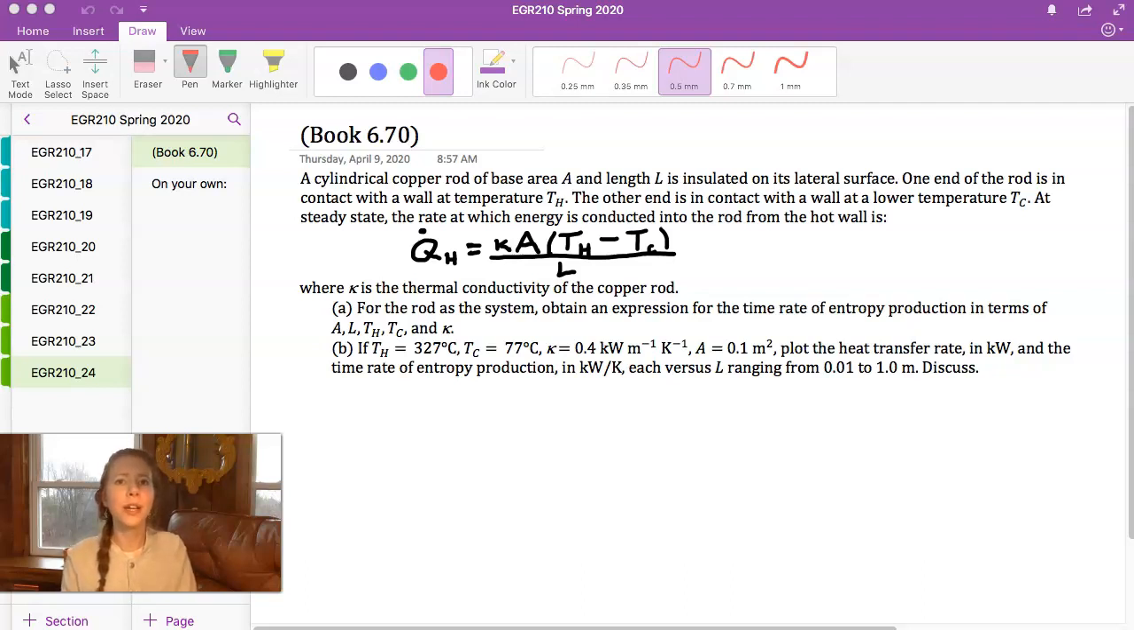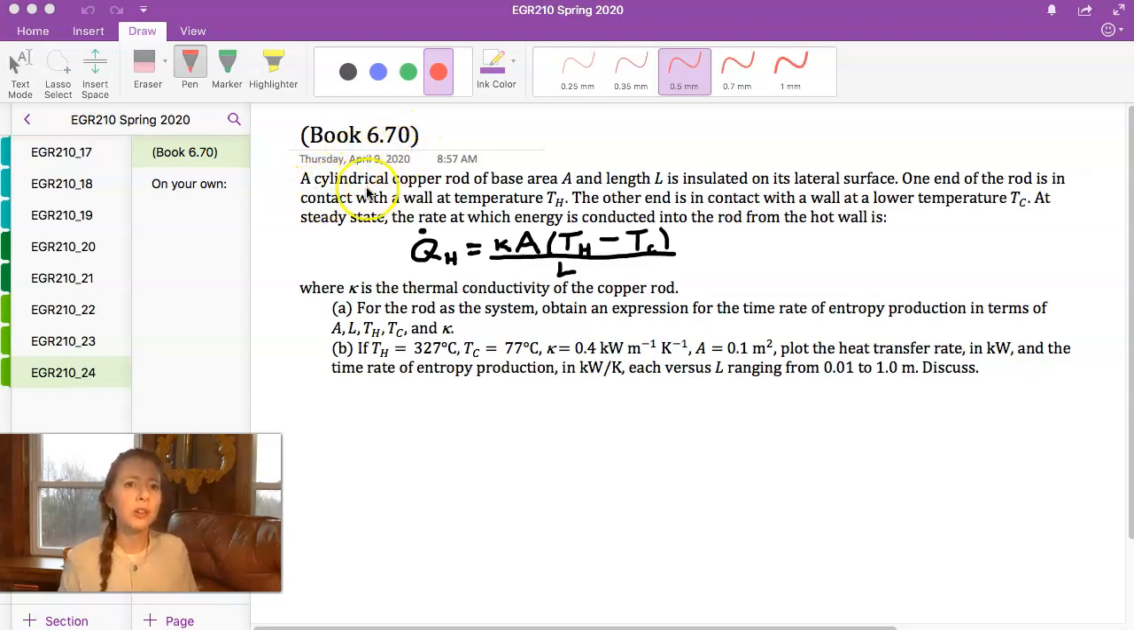In this lecture, we're going to keep pushing onward and practicing with entropy balances using the second law of thermodynamics. So today, we're going to go through one problem together, and then I'd like you to pause the video and try the second problem completely on your own. So let's begin with 6.70, number 70 from chapter 6 in your textbook.